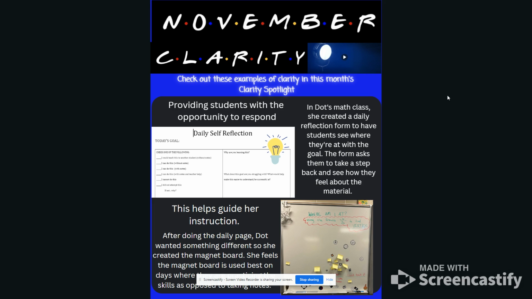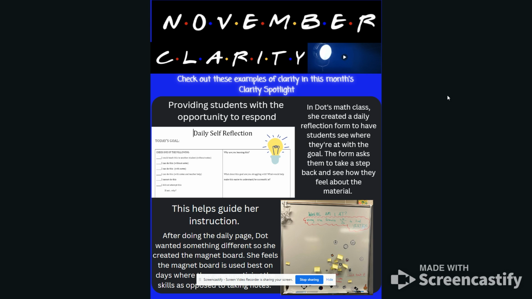In Dot Berman's math class, she tried two new things this quarter to help students with the clarity piece. This helps provide students with the opportunity to respond. She first created a daily reflection form for students to fill out to see where they're at with their goal. The form then asks them to take a step back and see how they feel about the material. Once they do that, she's able to read through them and see if she needs to readdress something that was taught earlier that day or if they're able to move on. This helps guide her instruction.